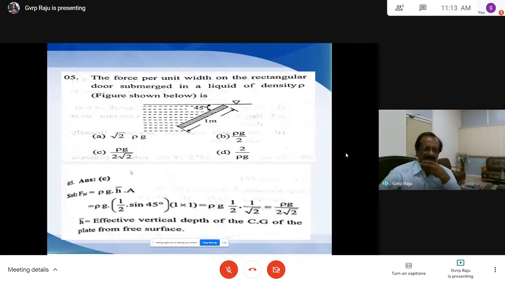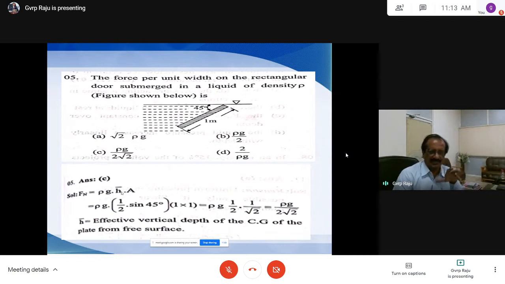So question 5: the force per unit width on the rectangular door submerged in the liquid of density rho, as shown in the figure below.